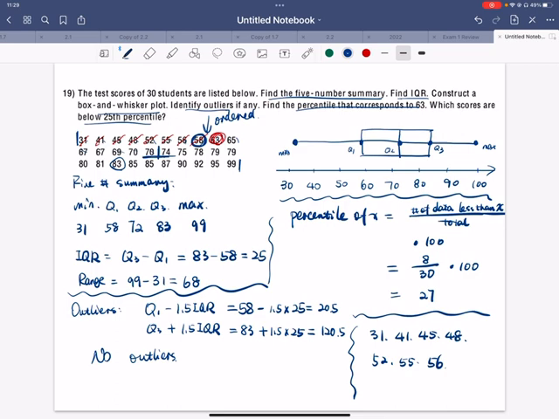Because before the first quartile is 25%. Between Q1 and Q2 is another 25%, right? Q2 to Q3 is 25%. Q3 to maximum is another 25%. That's why we divide the whole data set into 4 equal parts by 3 quartiles.